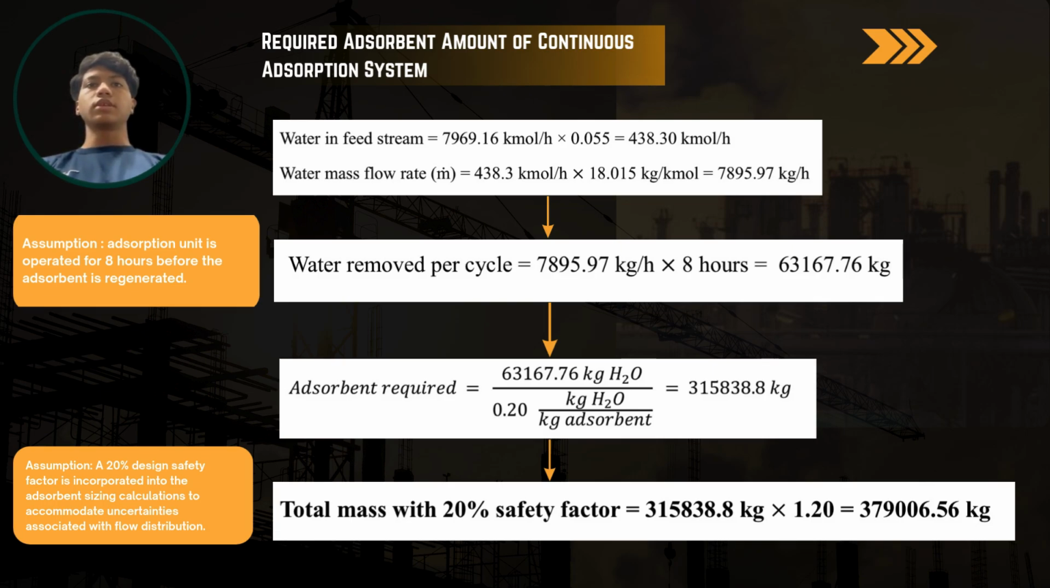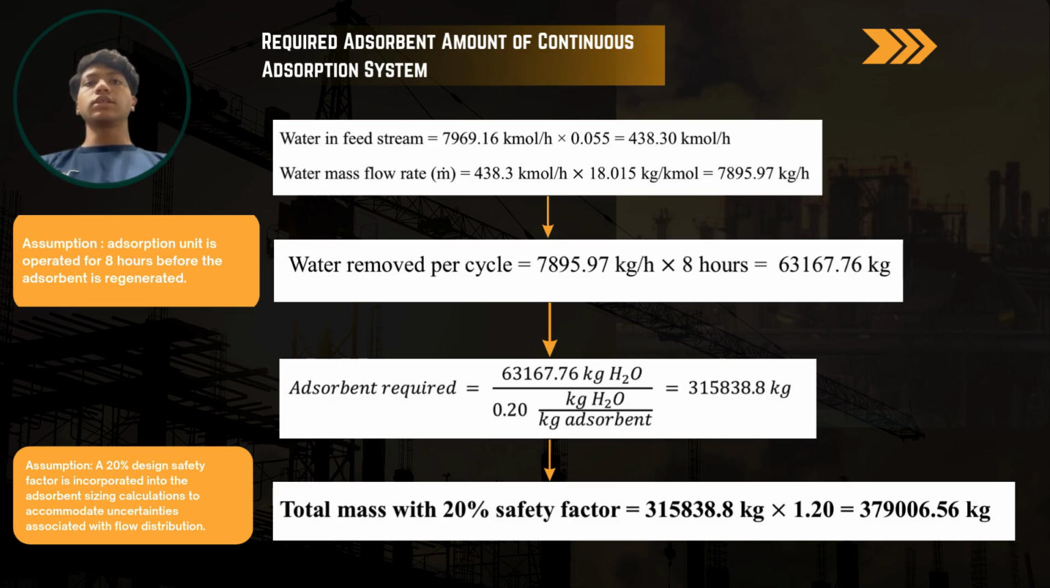Next, I will be presenting the required adsorbent amount of the continuous adsorption system. First step, we need to calculate the water mass flow rate, which we can get by multiplying the total feed flow rate by 0.055, the composition of water, and we get 438.30 kmol per hour. But we need to multiply the value by the molecular weight of water to cancel out the unit, and we get the final value of the mass flow rate of water in kg per hour.